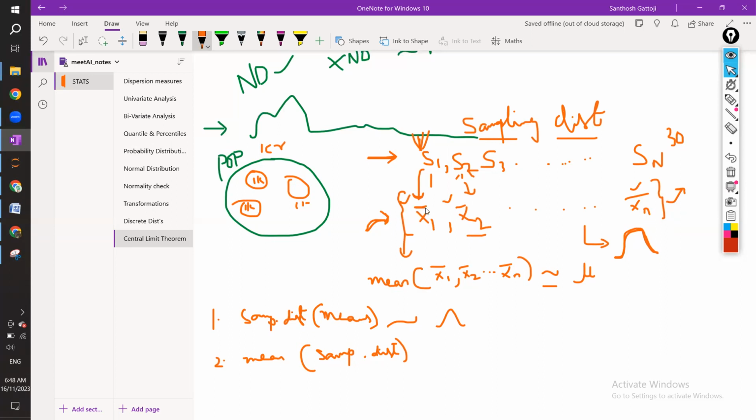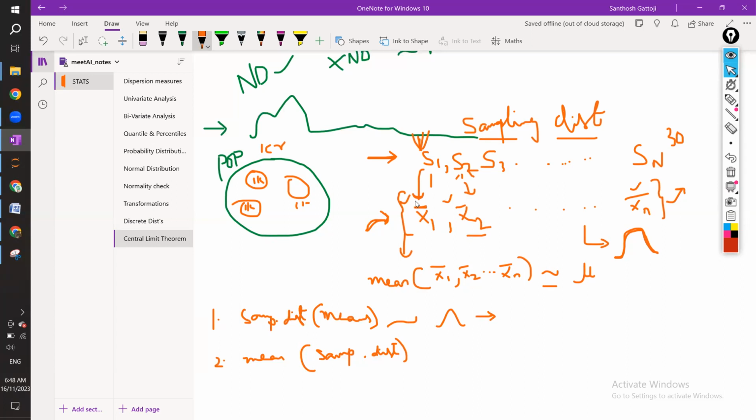X1 bar is the first sample mean. X2 bar is the second sample mean. Like that, this whole set X1 bar, X2 bar, is what? It is the sample means. Now, if you plot the sample means, it will follow a normal distribution, with a mean of the sample means.